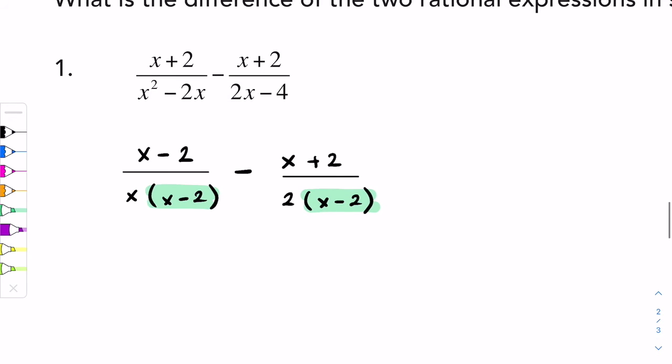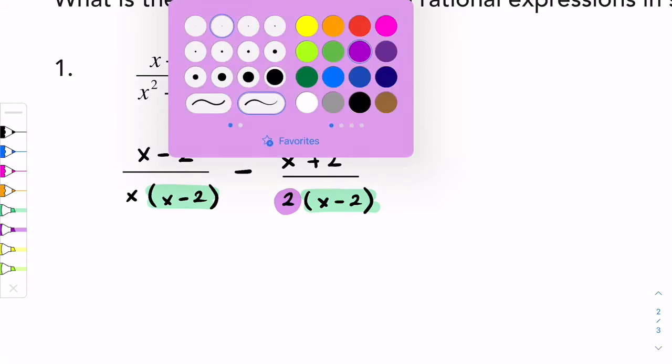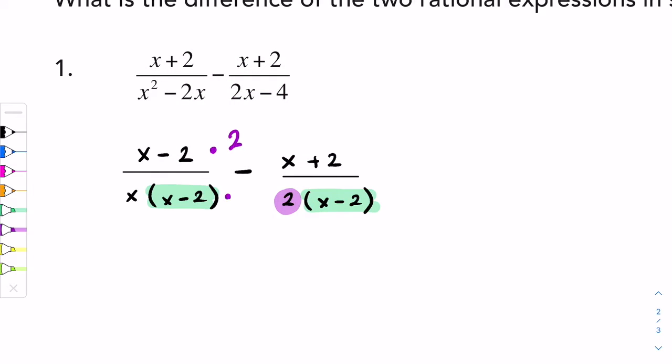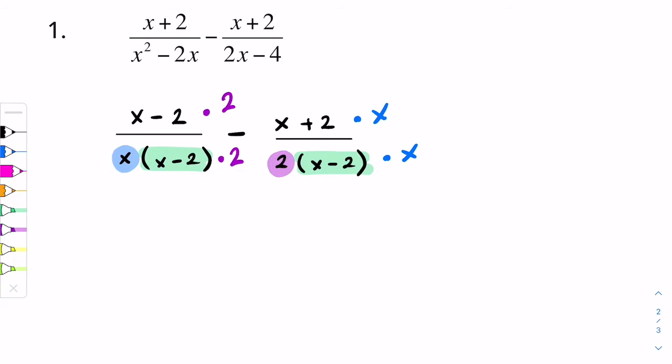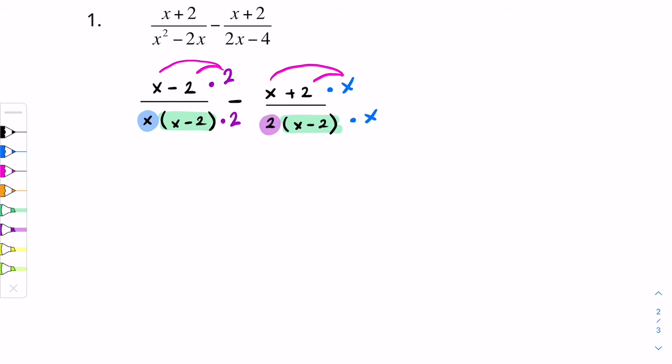The first denominator is missing a value of 2, so I'm going to multiply the first expression, both the top and bottom, by 2. The second expression is multiplying part of the denominator of x. When I do that, I do have to make sure I distribute my values throughout my numerators. I actually just realized I wrote something wrong right here. This should be x plus 2. Look at the original. So sorry about that, but fix that to x plus 2.